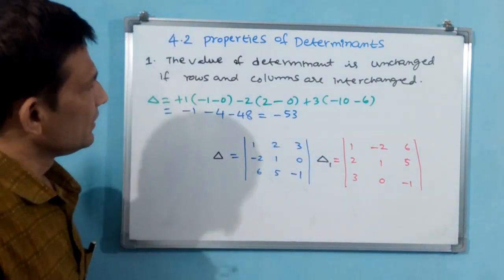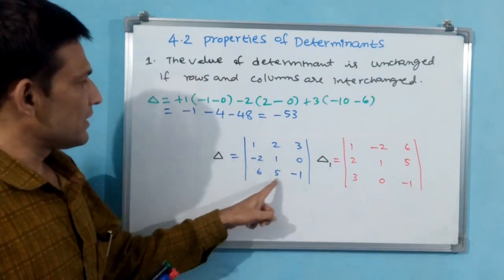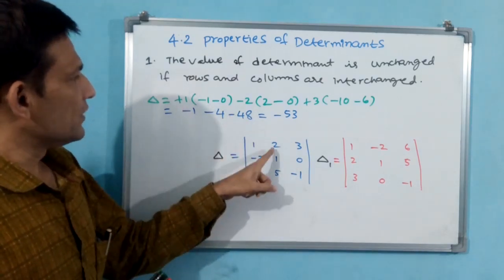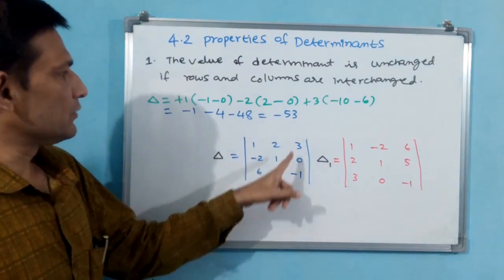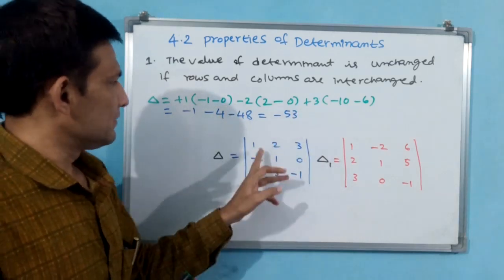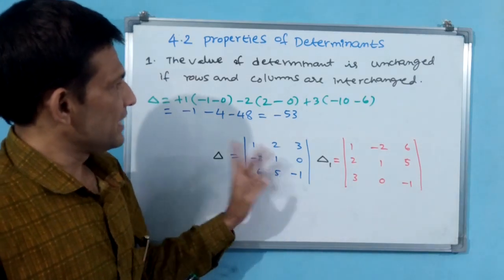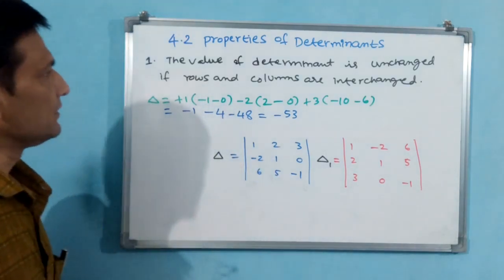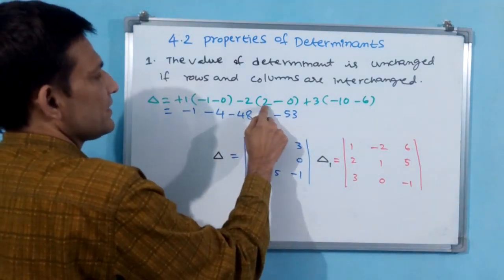Minus 53. Is it okay? Have you made any mistake? Minus 1, okay, 0. And 2, minus 2. 2 minus 0, this is also okay. 3 plus 3, okay. Here plus minus plus, plus minus plus, minus 10, minus 6. Yes, correct. Minus 16 into 3, minus 48, correct.